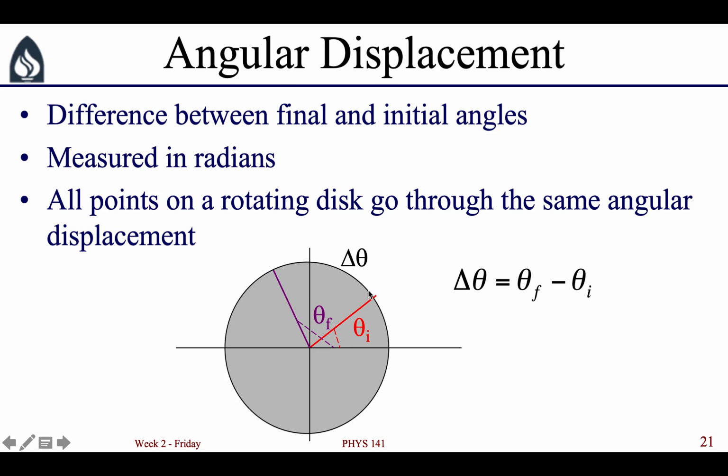So imagine we have a point here at some initial time. At some later time, as the wheel rotates, the point will be over here, and we'll have some new angle, theta final. So the difference between the final angle and the initial angle is the angular displacement. That would be this angle along here. And all of the points on this wheel, whether they're close to the middle or further out to the edge, anywhere they are, they will go through the same angular displacement. They will turn around the center of the wheel by the same difference in angle.